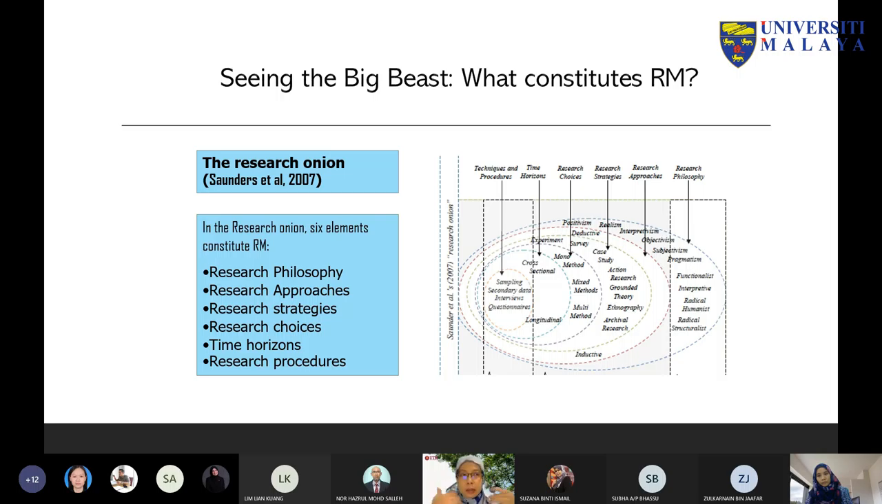Either you adopt a mono method, mixed method, or multi method. Briefly, mono method is just one method. Mixed method is a combination of, maybe, quali and quanti, or experiment with quali, or experiment with quanti. Since I come from a social science or built environment background, I'm not directly involved in any experiments. So my knowledge will be limited to the quantitative and qualitative parts.